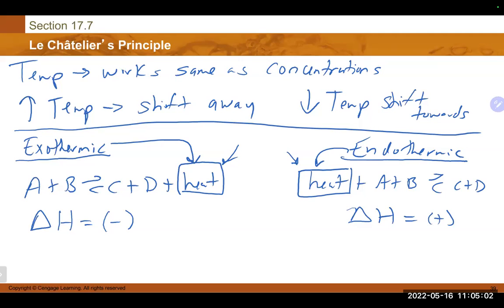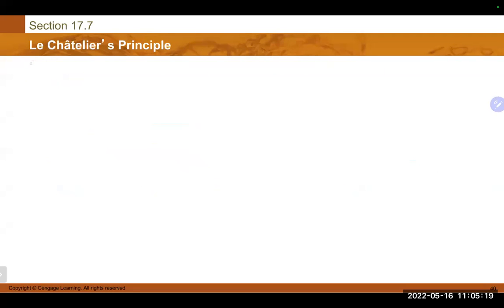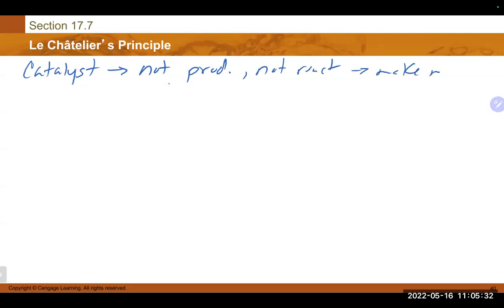One of the last things you could do that really will not have that much of a change to the equilibrium is you could add a catalyst to a system at equilibrium. You could even add a noble gas as well. If you do add a catalyst, a reminder that a catalyst is not a product, it's not a reactant. It is there just to make the reaction occur faster. It actually will have no change on a system at equilibrium. It'll just get there quicker. So that's one of the ways you could get a no change in a Le Chatelier's principle question.